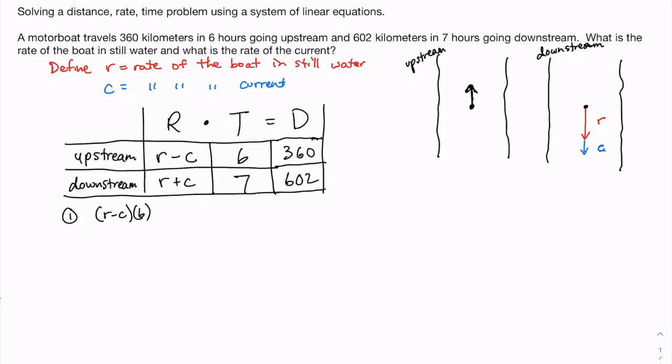Quantity R minus C times 6 is equal to 360. Second equation, the quantity R plus C times 7 is equal to 602. Let's rewrite these equations. We have 6r minus 6c is equal to 360. Let's simplify this. Let's divide both sides of the equation by 6. So we get r minus c is equal to 60.